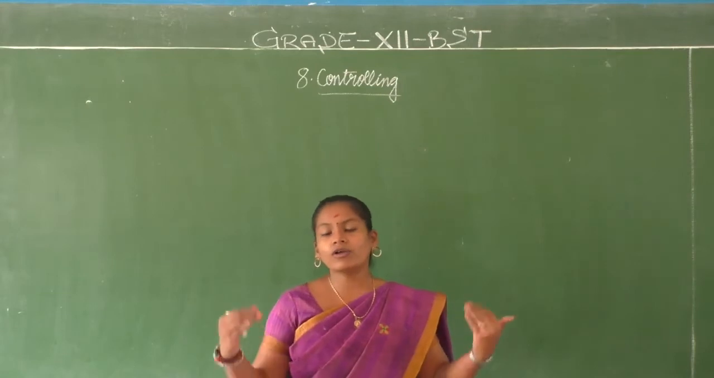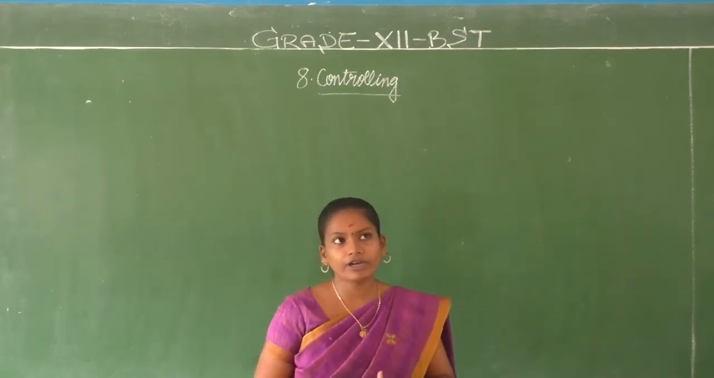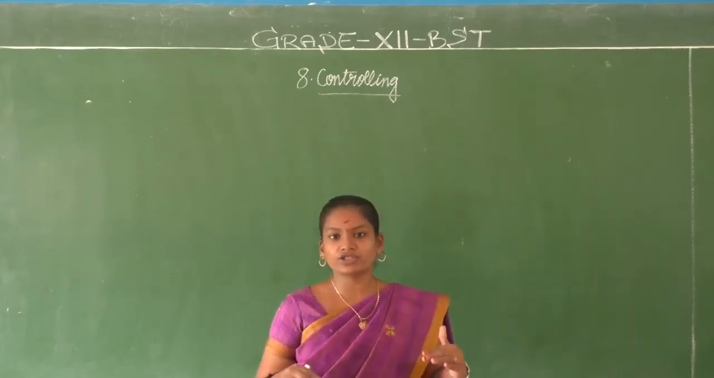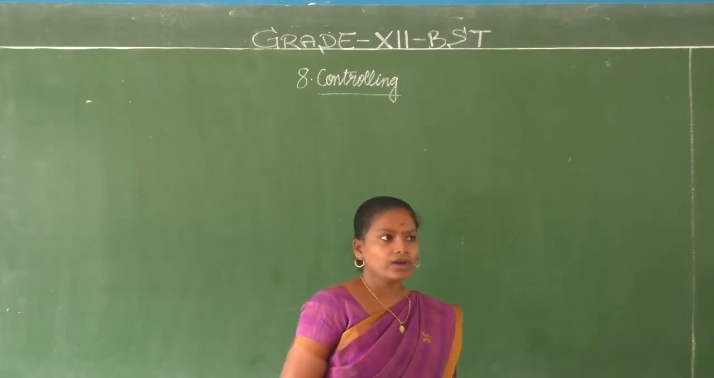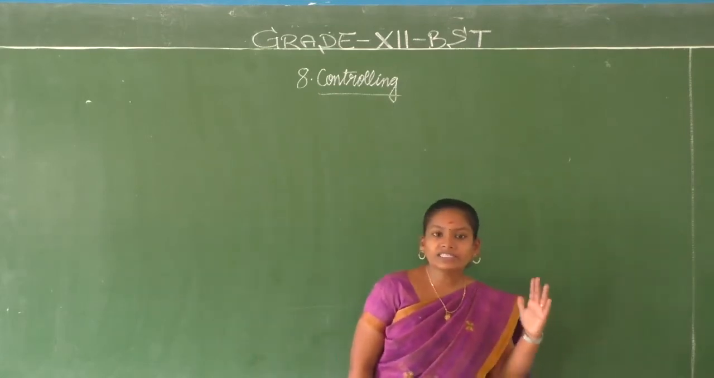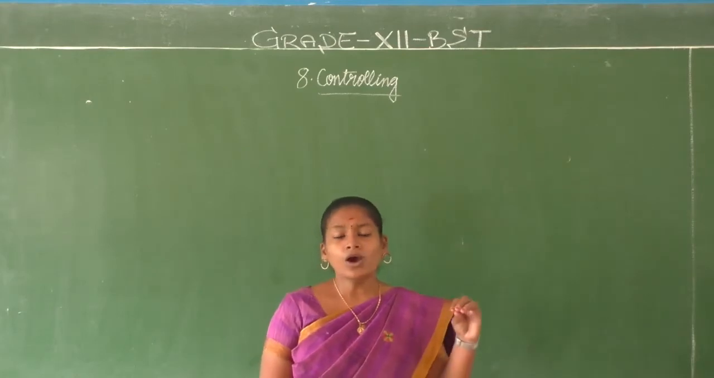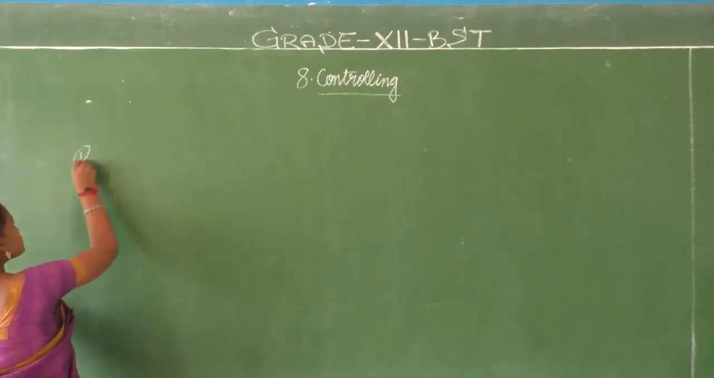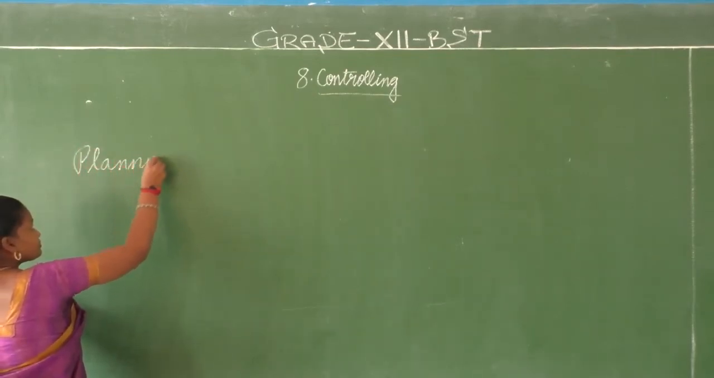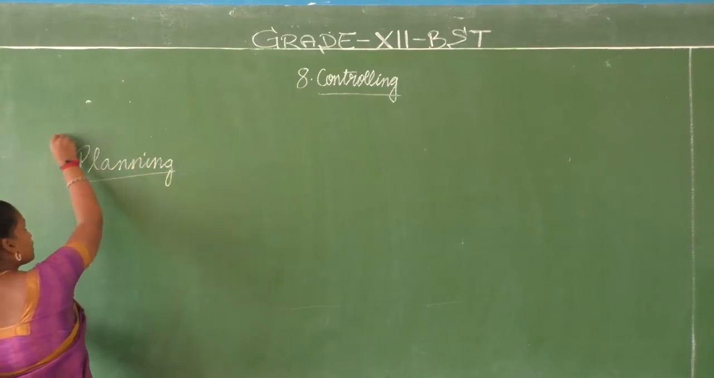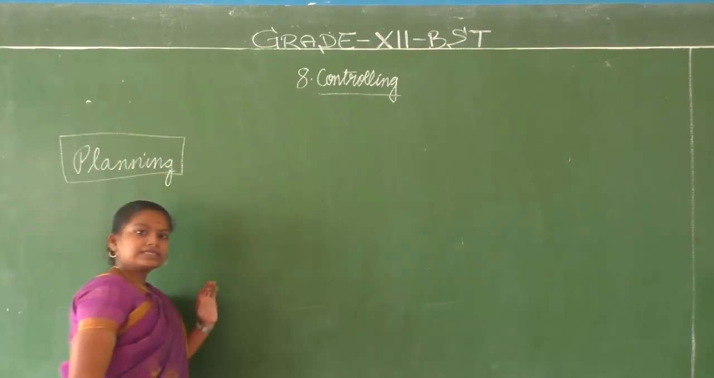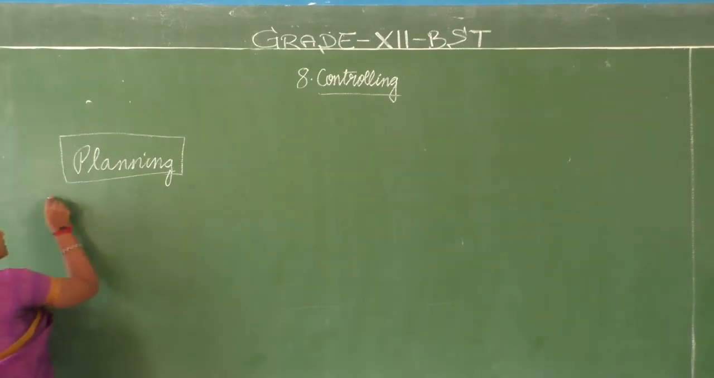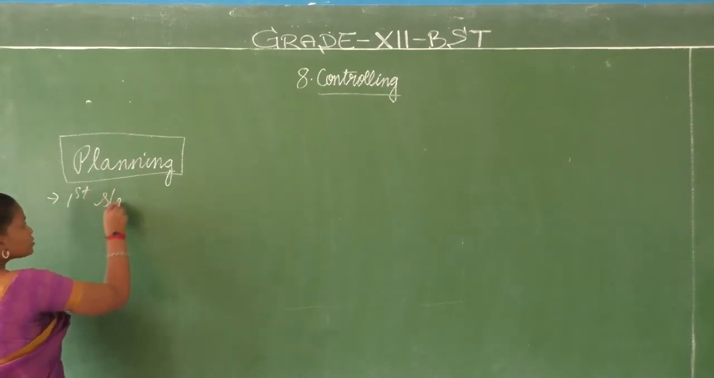Before going into the chapter on controlling, let us know what the other managerial functions are that we have come across. Before we discuss controlling, let us do a quick recall of the managerial functions. So what are those managerial functions? Planning, that's the basic managerial function. Planning is what we call the first step.